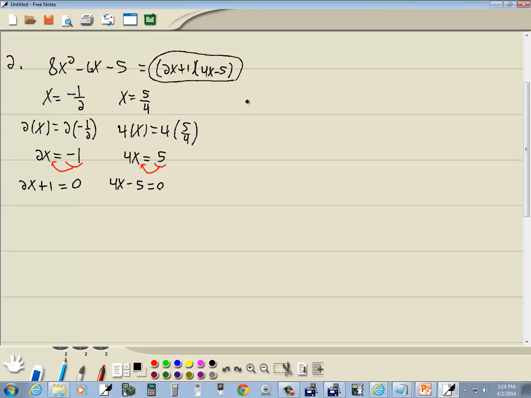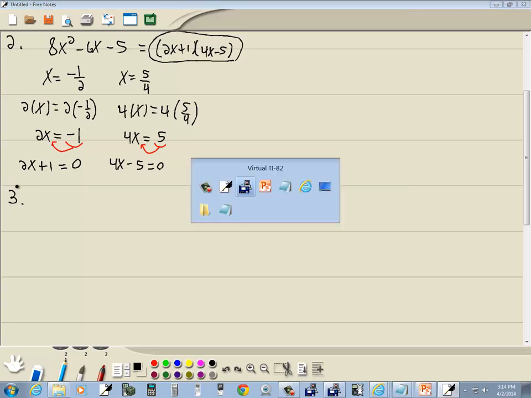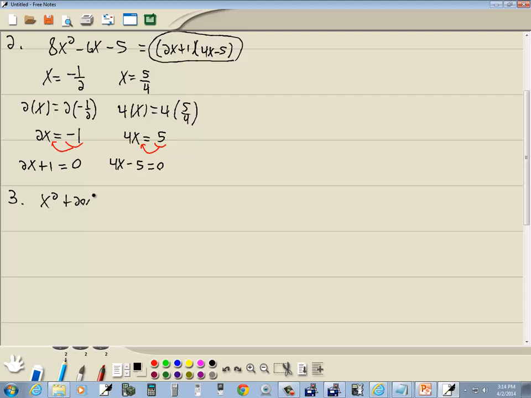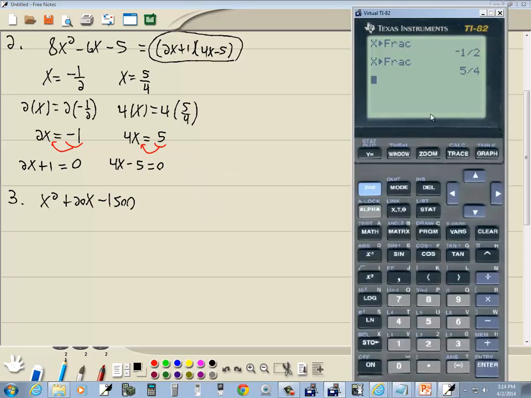Okay, let's look at one that isn't so straightforward. Let's take a look at this. We've got x squared plus 20x minus 1500. Now let's go graph this. Okay, so I press my y equals, press clear. I got x squared, so x key, x squared plus 20x minus 1500. I already have 0 on y2, so that's good.